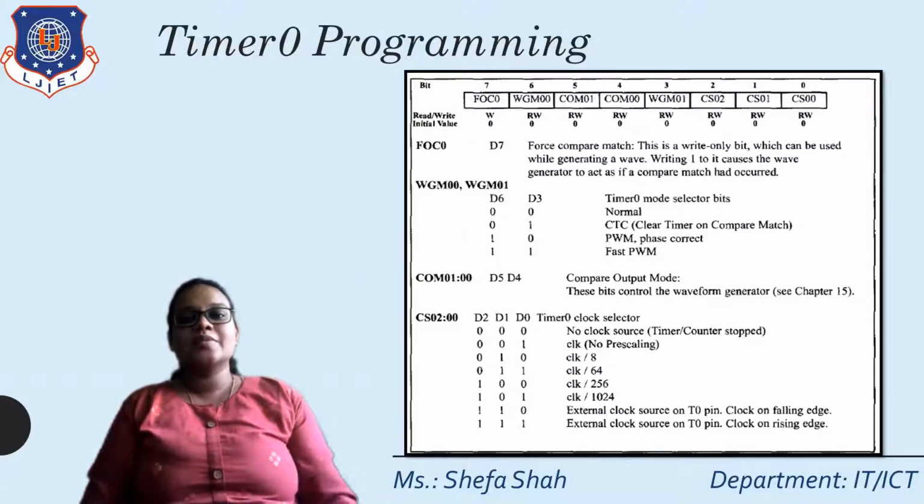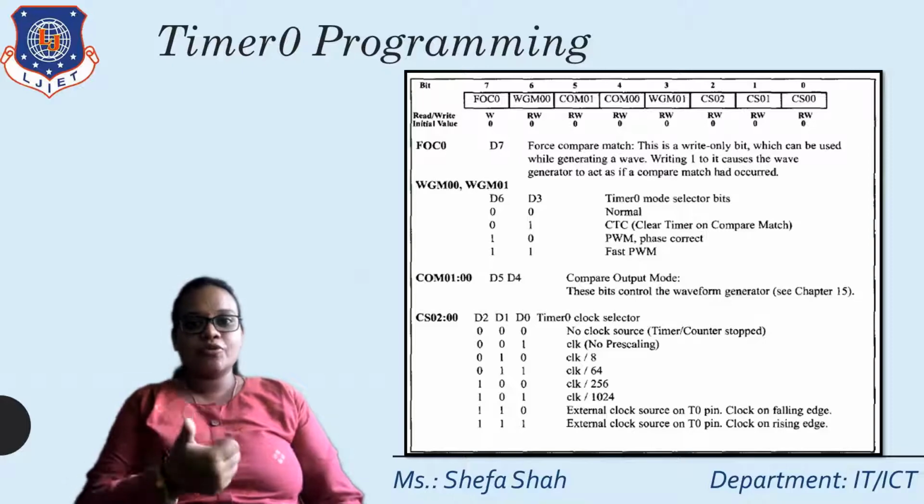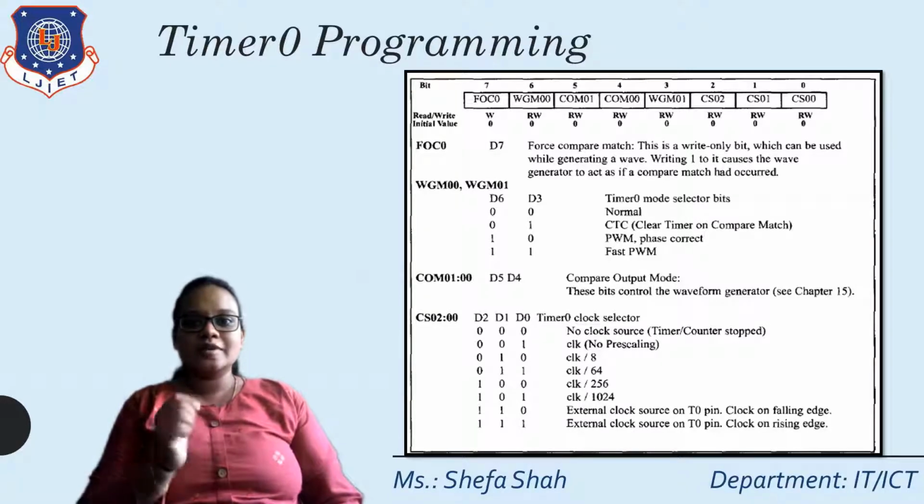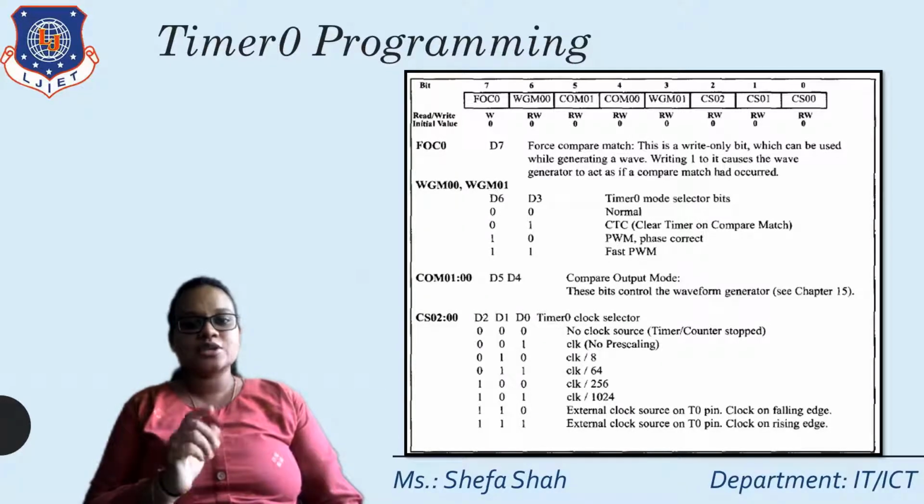And last is the 7th bit, which is FOC0, that is force output compare. Right, so force compare match is again used for comparison, and we are not using it. So bit numbers 4, 5 and bit number 7 will always be 0 for timer 0 programming. And the rest of the bits, that is 0, 1, 2, 3 and 6, will be changed as per the program given.